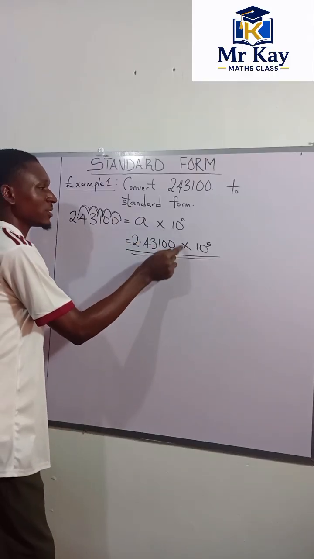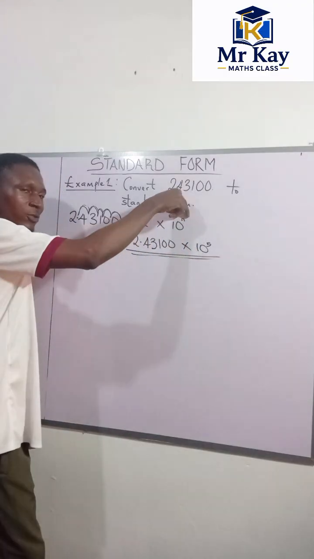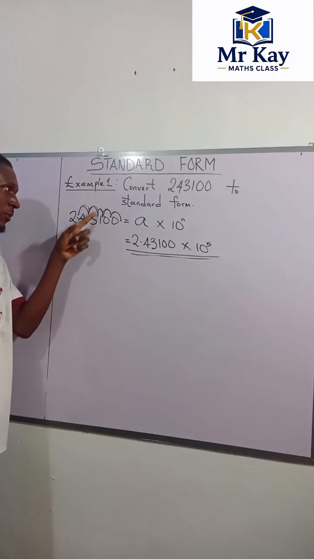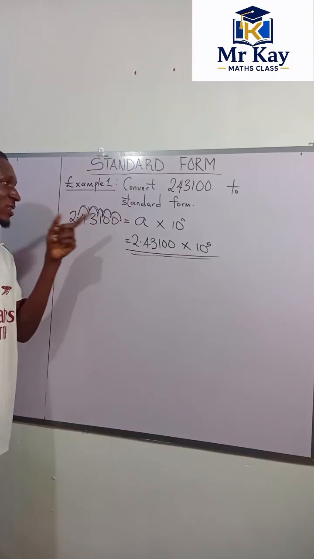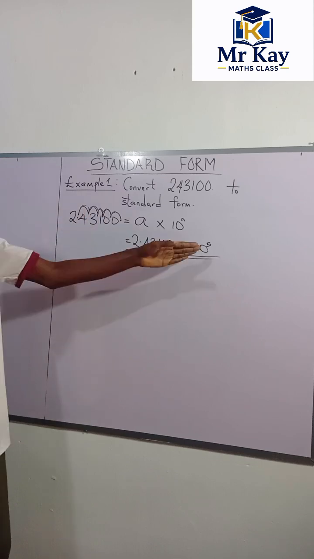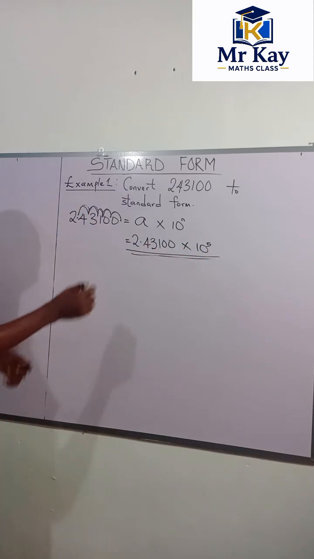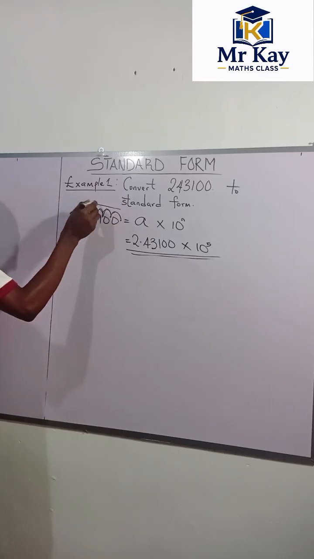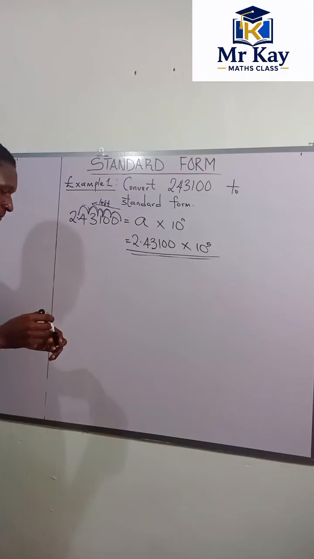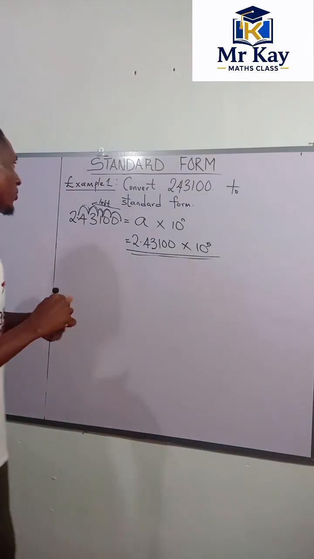Now multiplication and 10 raised to the power of what? The n. And for you to know the n, all you do is count how many times you have moved the point. And here we have moved it 5 times. So that 5 is going to be positive because it moved to the left. You can even add the direction like this, to the left, so that you don't forget. Because the second example we are going to be doing is going to move to the right. Look at the example.